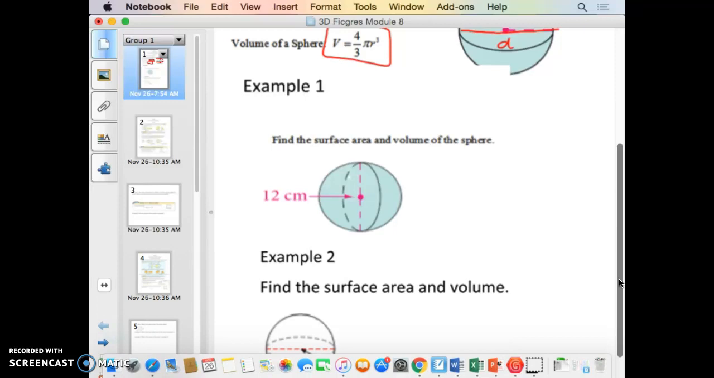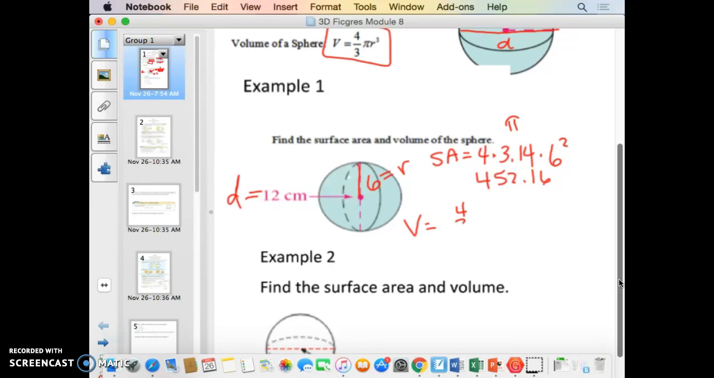So in example number 1, the hardest thing for this, again, is to notice that they're giving us a diameter, so we have to know that the radius is going to be 6. And this is our diameter. So our diameter cut in half is our radius. So if I'm going to find the surface area of this sphere, I just know that surface area equals 4 times 3.14, which is the number I'm using for pi. And that's going to be times 6 squared. And you should get 452.16.